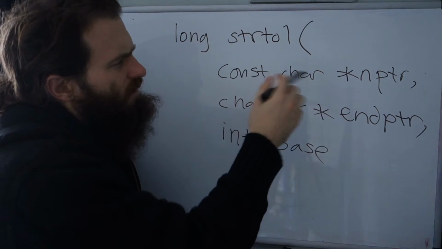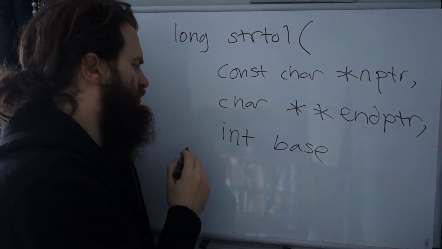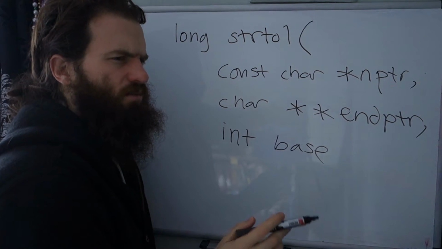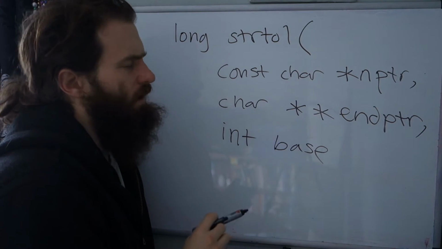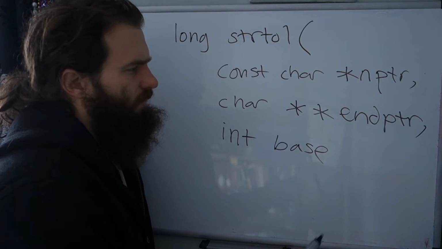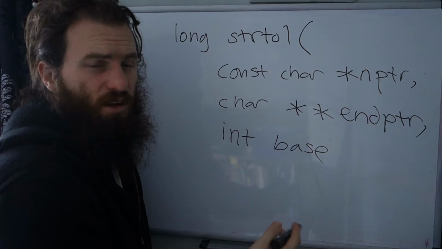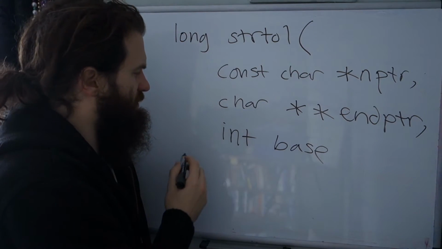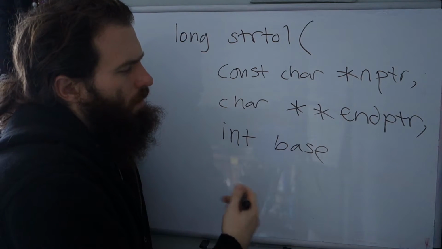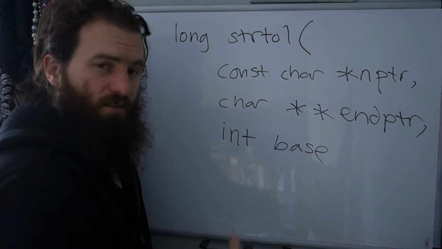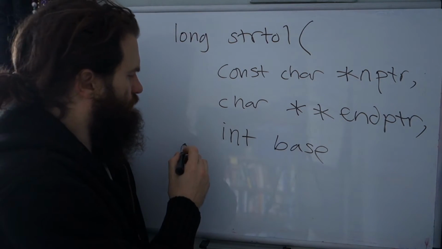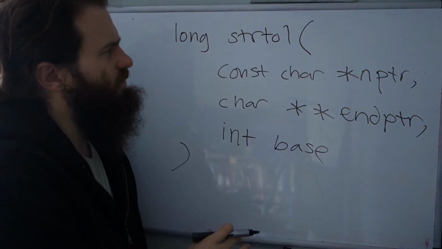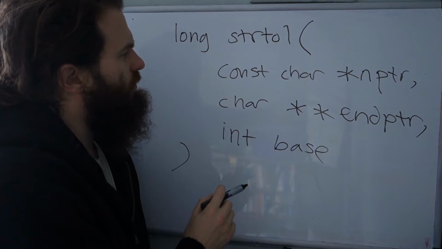The third argument, and it's just an int, is the base. And that is just the base that the number is encoded in. So if you look at my tutorial on my YouTube channel about binary numbers, binary numbers are base 2. So you can actually pass in numbers in any numerical base you like. We would typically be passing in the number 10 for a decimal number. So that's the function prototype for string to long.